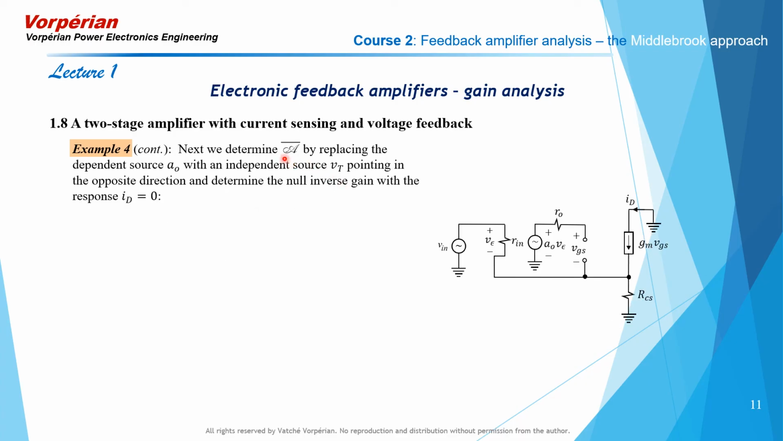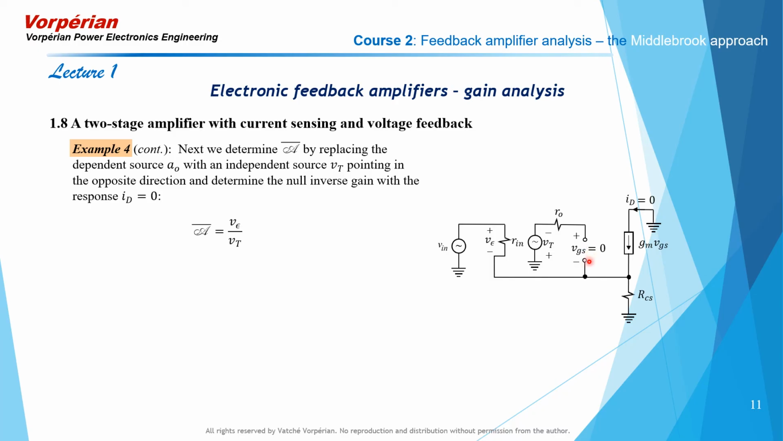Next, we determine the null inverse gain with respect to A0 by replacing this dependent voltage source with an independent voltage source pointing in the opposite direction and nulling the response ID. With the current ID nulled, we determine the inverse gain V epsilon over Vt. We see that when ID equals 0, Gm VGS is equal to 0. But since Gm is not 0, that means that VGS equals 0. Hence, in the process of nulling the drain current ID, we are nulling the gate source voltage VGS.